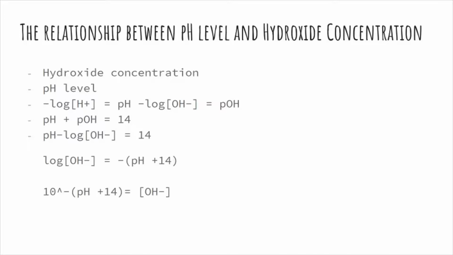H+ ions. When there are more H+ ions, we call the substance more acidic, but the pH level of the substance is closer to the lower end of the scale. Why is that, you may ask?